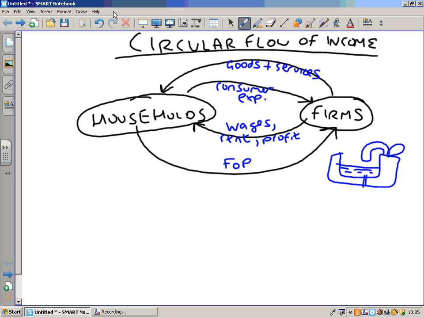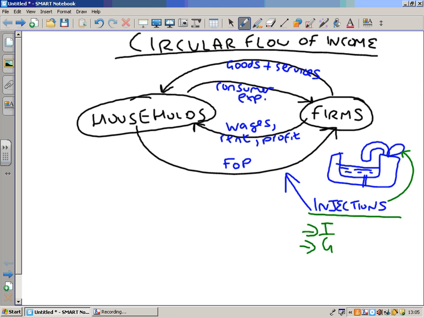If we're injecting money into the circular flow of income, we could think about this as turning on the taps in the bath, adding more water to the bath. We have three injections which we need to be aware of. We have investment, government spending, and exports. All will create an injection into the economy.